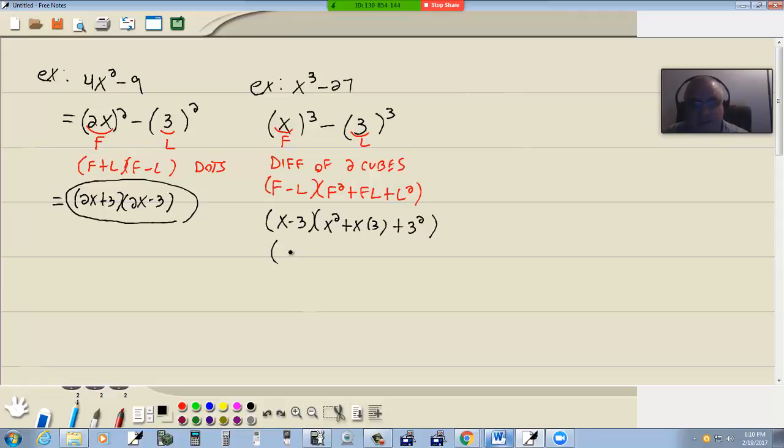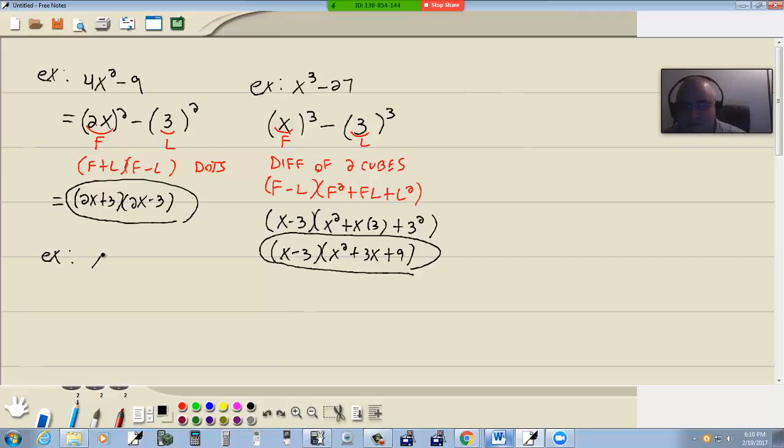And then you do a little bit of simplifying. So I got x minus 3 times x squared plus 3x plus 9. That always looks like you can go down further with the PSD method there, but you can't. And now our last method of factoring.